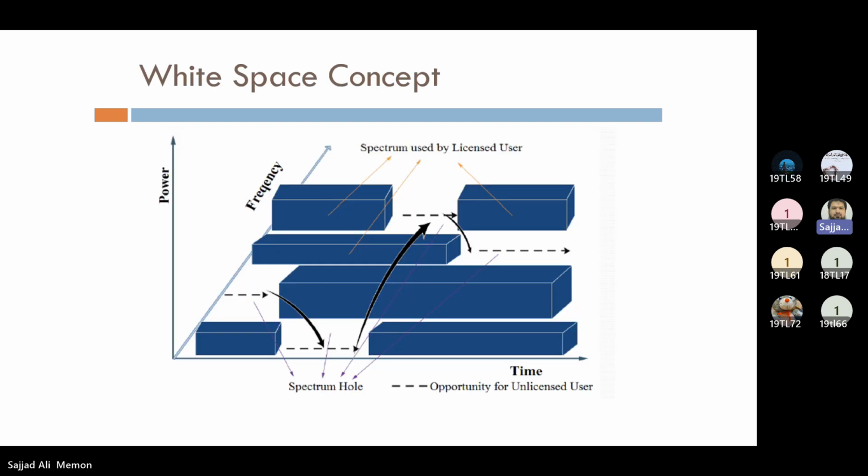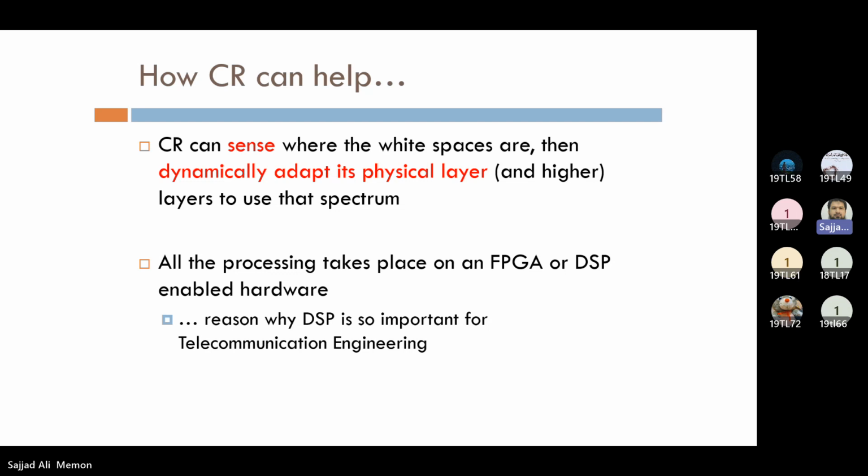So we call them white spaces, unutilized frequency. We call that a white space. So cognitive radio can sense where the white spaces are available, then dynamically adapt its physical layer and higher layers to use that spectrum, because these white spaces can be available in any site in any type of network. So to access that spectrum, you must have the same protocols and the same configuration.